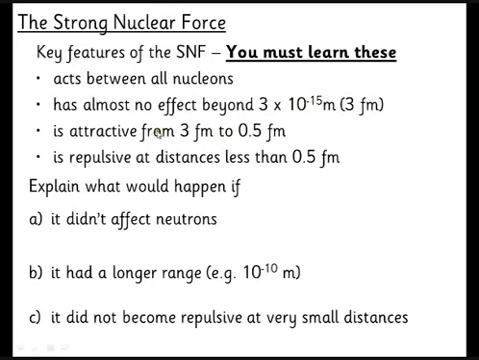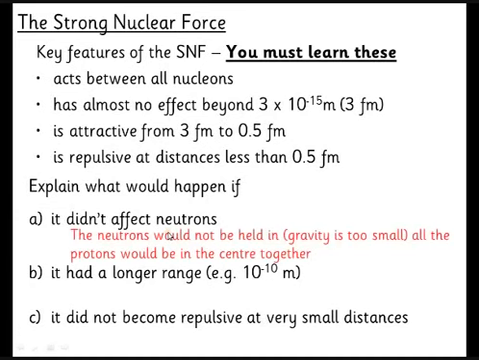It's attractive from below 3 femtometers down to about half a femtometer, but once you get down to half a femtometer, the force actually becomes repulsive. Okay, we can work out why that is, because if it didn't affect neutrons, then the neutrons would not be held in. All the protons would get pulled together into the center of the nucleus. The neutrons would be around the outside. They just kind of float off.